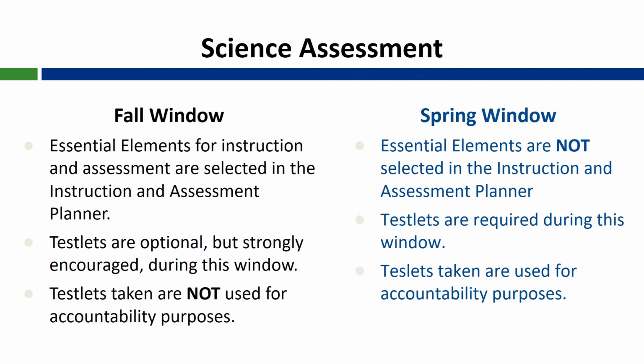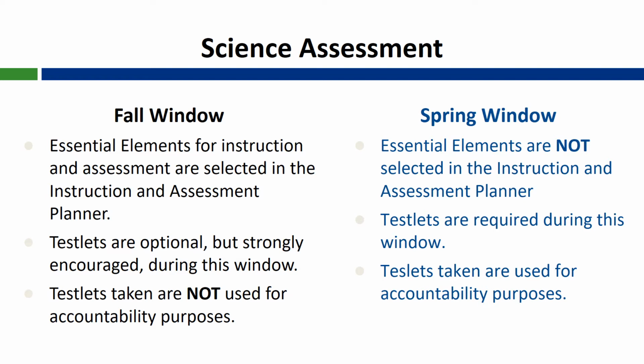During the fall window, science essential elements are selected by the teacher in the instruction and assessment planner and are optional to test. Meeting blueprint requirements is not required. Any science testlets completed in the fall window are not to be used for accountability purposes. DESE strongly encourages teachers to instruct and assess on science essential elements in the fall window just as they would for ELA and mathematics. However, the spring assessments are required.